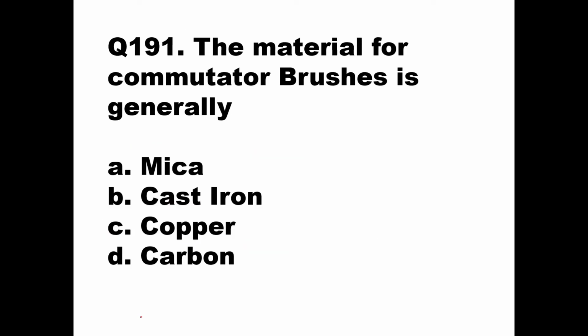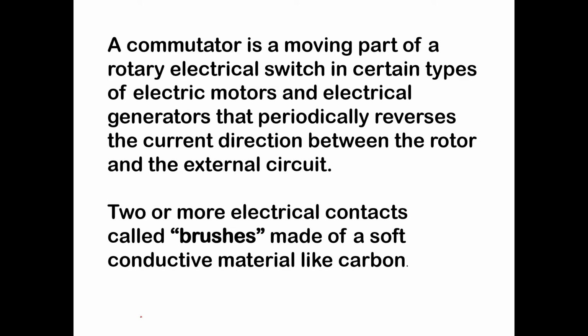Next question is 191. The material for commutator brushes is generally of what? Mica, cast iron, copper, or carbon. It is carbon. So here the material used for commutator brushes is generally carbon. Now a commutator is a moving part of a rotary electrical switch in certain types of electric motors and electrical generators that periodically reverses the current direction between the rotor and the external circuit.